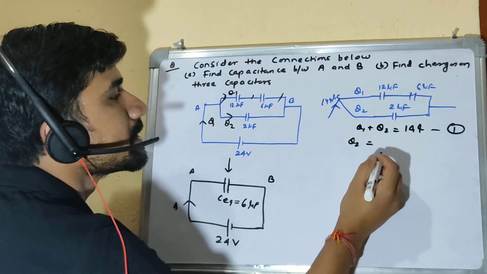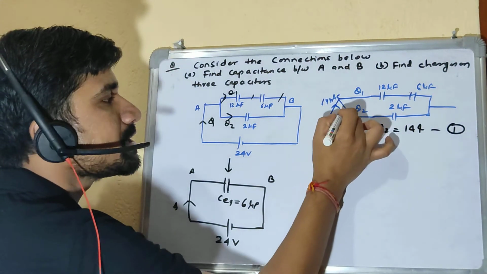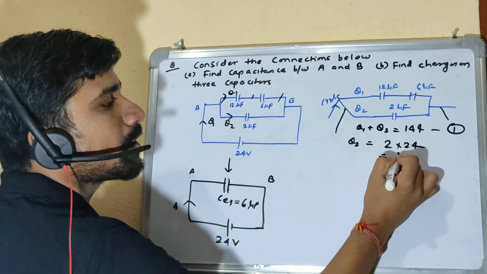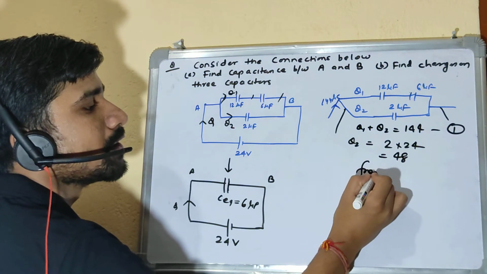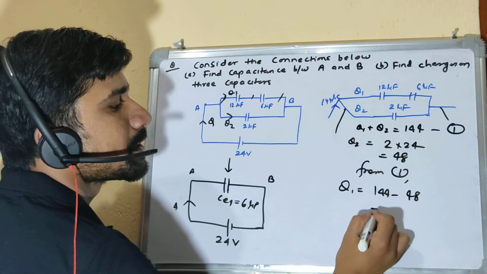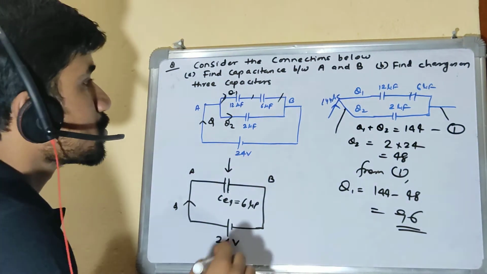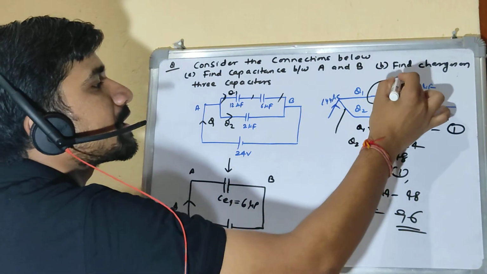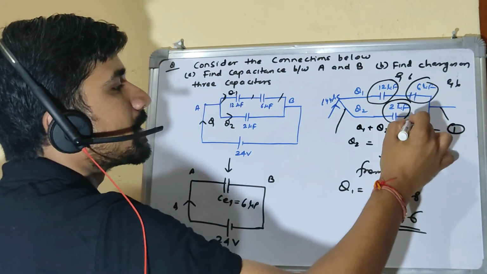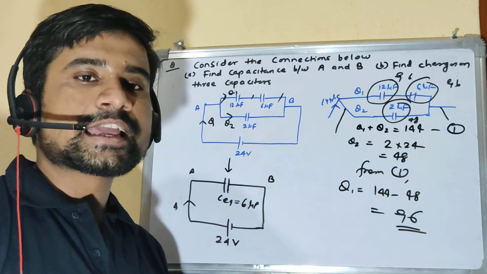Q2 will be nothing but C into V again. Here C is 2 microfarad, and the voltage is again the same, which is 24. So 2 into 24 is 48. And from the first relation, Q1 becomes 144 minus 48, which is 96. So this is Q1. This capacitor gets 96, this gets 96, and this will get 48, right? So we found the charges on these three capacitors.